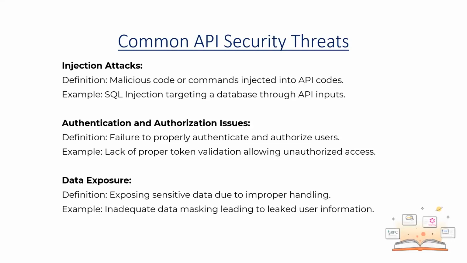So we also have data exposure, right? Exposing sensitive data due to improper handling, inadequate data masking leading to leak of user information. So like I said, APIs have a lot of communications to do between two different apps. And the same way it brings them together, it also moves information vice versa to one or two or three more apps. So the way you handle those data, the way you mask those data that is being moved to perform a service across each of these apps is very, very important.